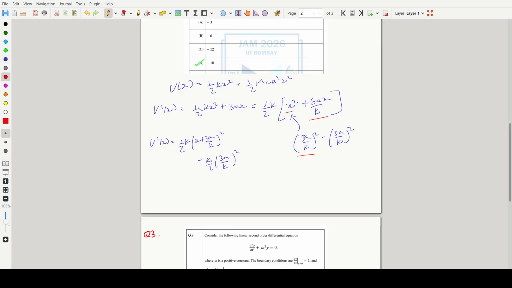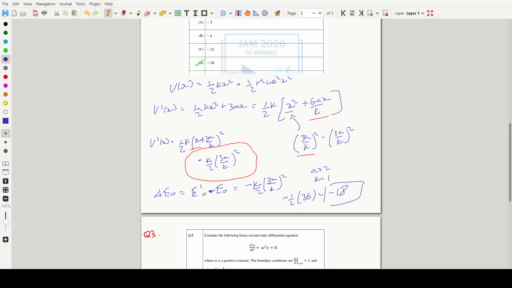So this thing is my constant term, and my change in ground state energy, the zero point energy, is this minus, which equals, yeah. And the question also asked me to find this at a equals 2 and k equals 1. When I do that, 6 square is 36, minus 18, which is in fact the correct answer.